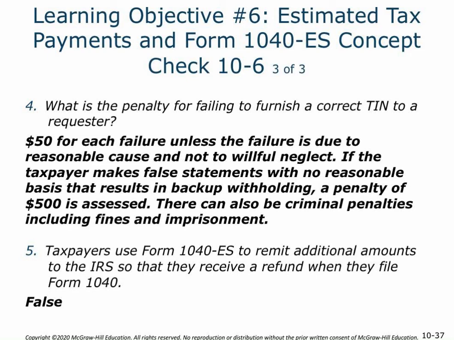Learning objective 5. Taxpayers use Form 1040 ES to remit additional amounts to the IRS so that they receive a refund when they file Form 1040. And that's going to be false. Those estimated payments are provided to comport with the pay-as-you-go system and to make sure that the taxpayer gets close enough to the actual tax liability due to give the federal government assurance that those tax payments are going to be made. So if you're too far away from the tax liability in terms of the amount, is when this may come into play to have the penalty.